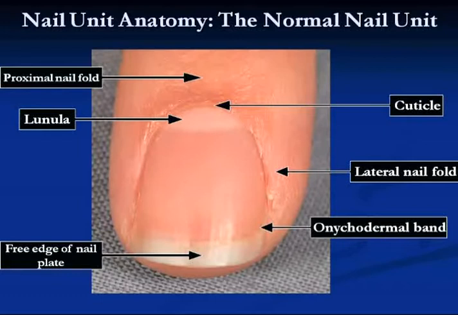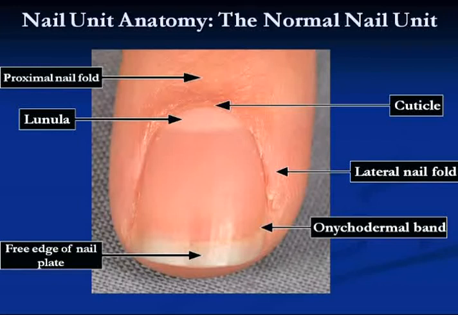Then we have the nail folds, the lateral nail folds that are on the sides here, both sides of the nail plate that house the nail plate. This part over here is called the free edge of the nail plate, which we can do clippings from often for investigations. And the onychodermal band is a spot where in the normal nail, the nail plate is firmly attached to the underlying nail bed. And the cuticle is this little part that overhangs from the proximal nail fold and makes actually the sealant for the nail.